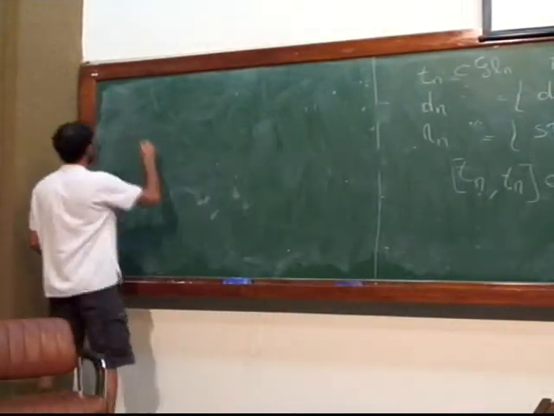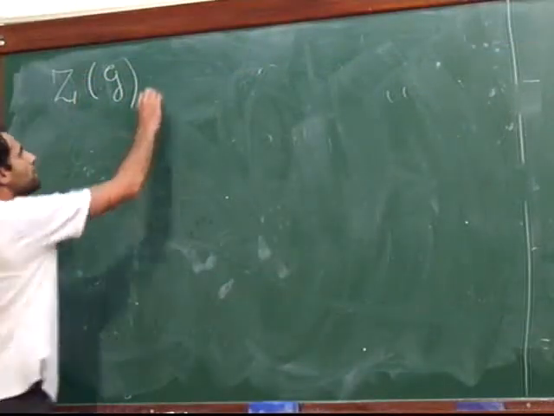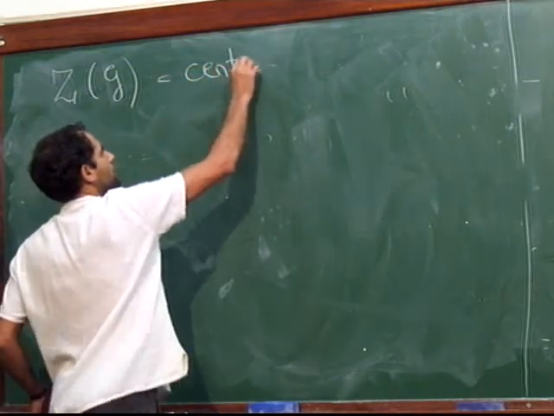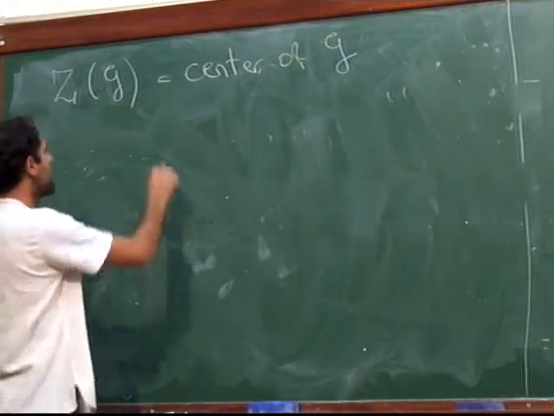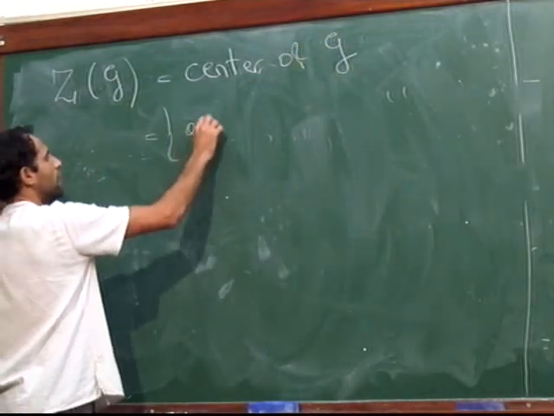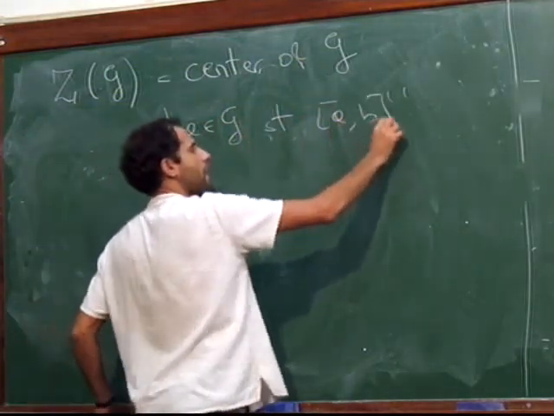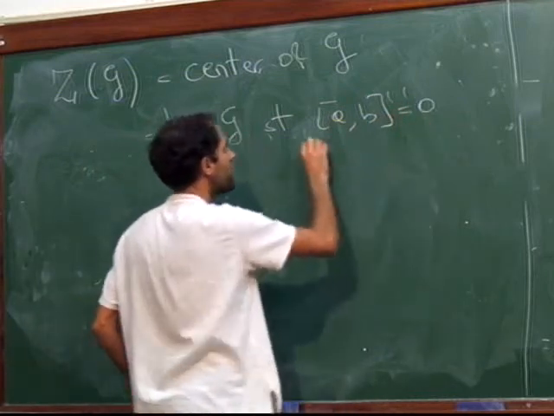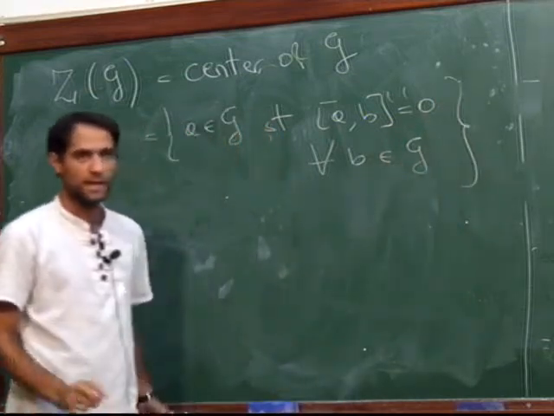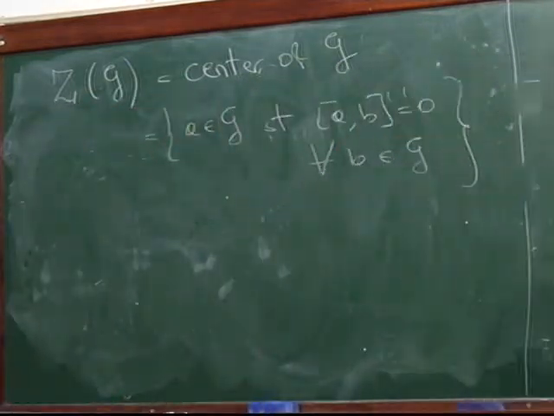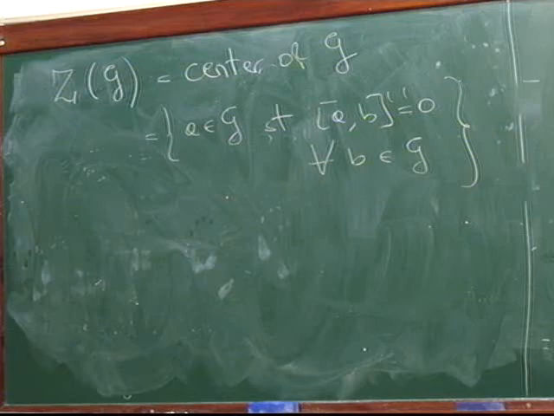So let's look at this. Z of G, this is going to be called the center of G. This is a set of all A in G such that the bracket of A and B is equal to 0 for every B in G. So that's the center of G.